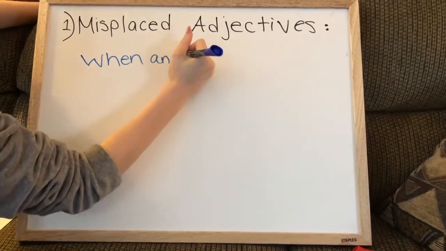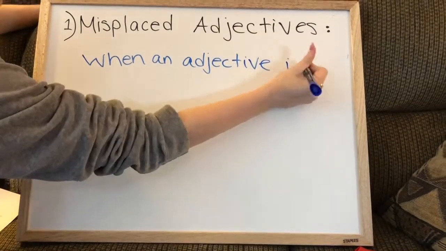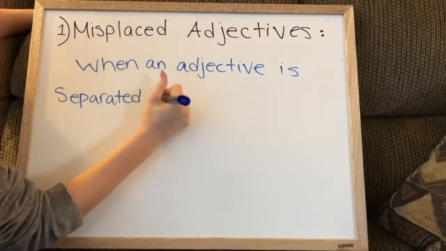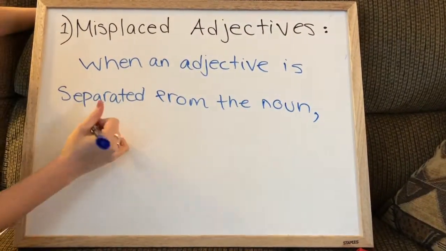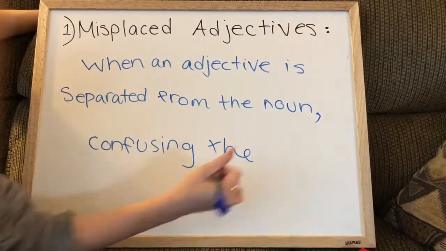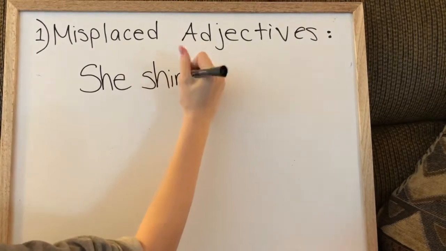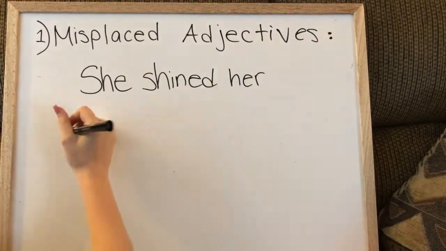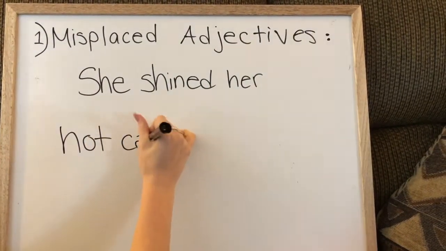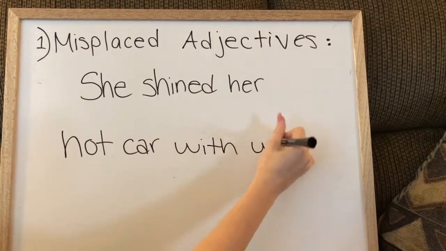The definition of a misplaced adjective is when an adjective is separated from the noun, confusing the meaning. When using an adjective, be sure to place the adjective in front of the noun you wish to describe. In this example, the wax is hot, not the car.